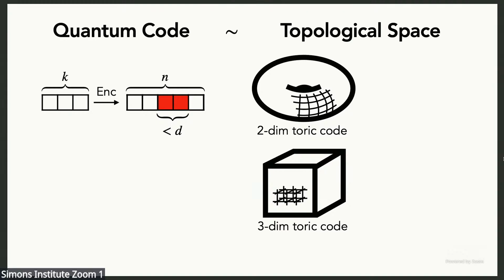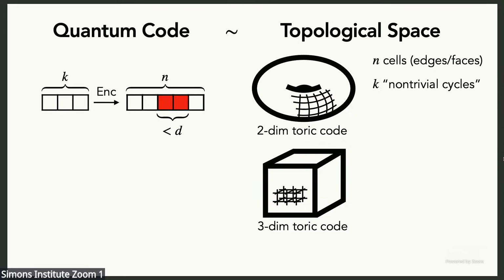Here, this cube represents a 3D torus, so we should imagine it has periodic boundary conditions. And the length of the code corresponds to the number of cells, such as edges or faces, at a given dimension in some tiling of this topological space. So for instance, for the 2D toric code, we take a 2-dimensional torus, like the surface of a donut, we tile it, and then we place a qubit on every edge. For the 3D toric code, we do the same thing for a 3D torus. We now place a qubit on every square in our tiling.